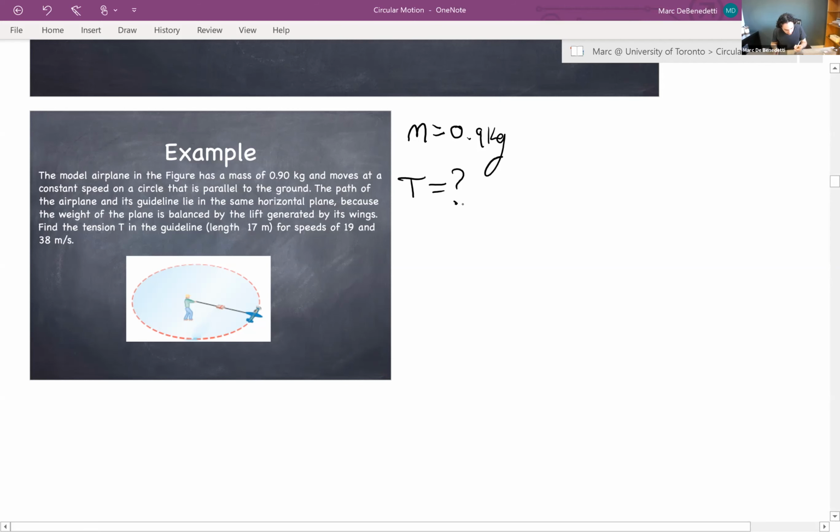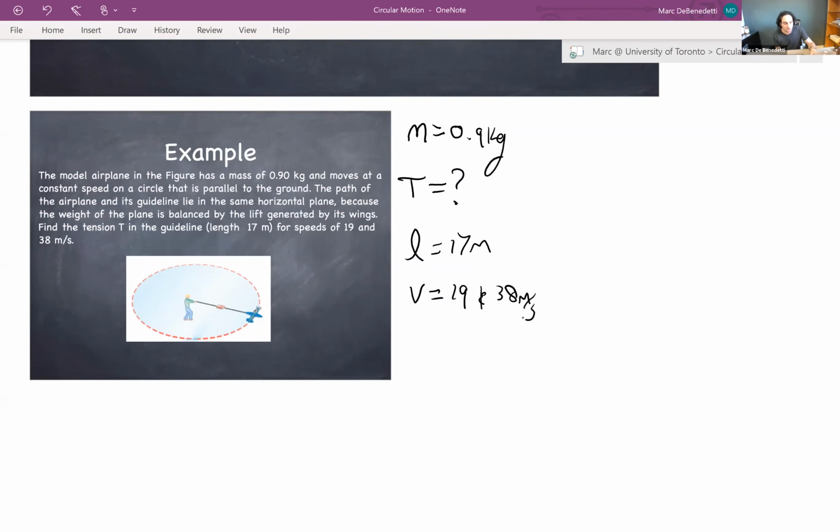In the guideline with length, okay, length equals 17 meters. For speeds, more values. Speeds of 19 and 38 meters per second. And there's a little picture there. All right, so words are aside. My first read through of a question always jumbles my brain. So I know they're talking about something about an airplane around a circle over my head.